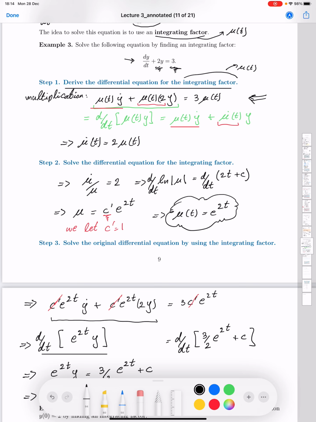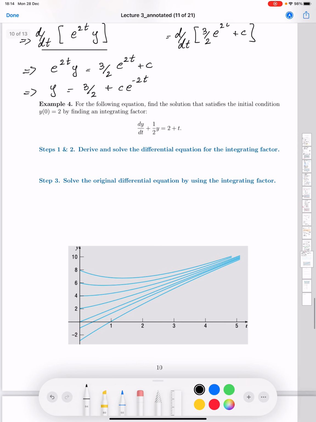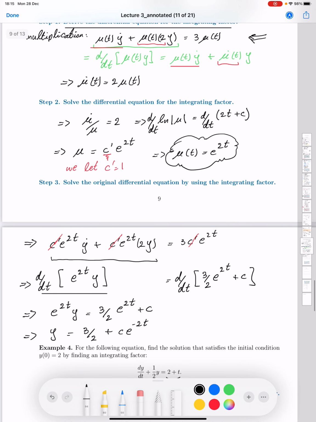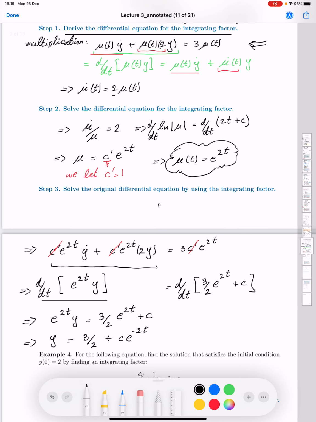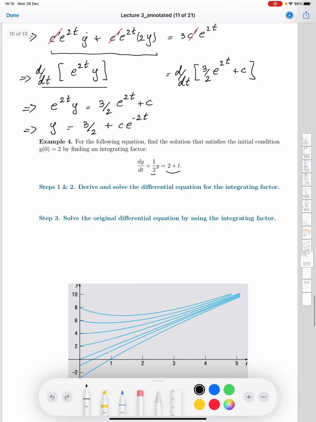Okay, and you see that this term 2 plus t, for the first 2 steps, I really don't care about it. I only care about this. Okay, so by multiplying mu in this and then doing all the same procedure, I will get the same differential equation, just that instead of 2, I will have 1 over 2.